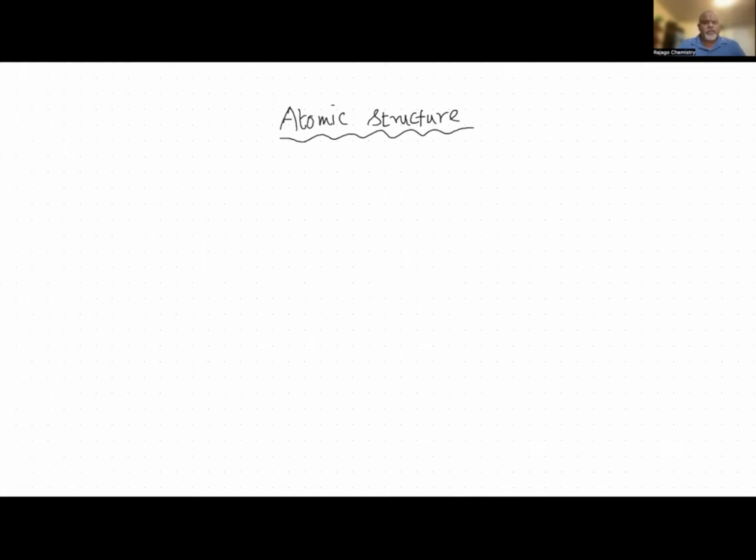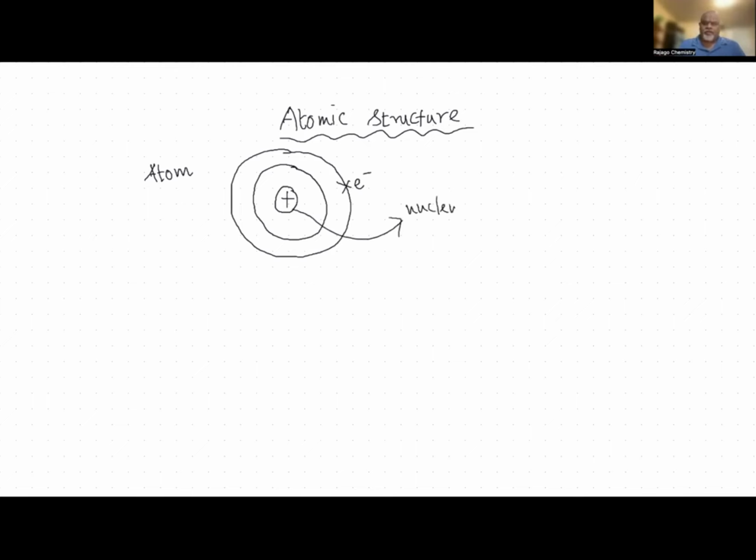So an atom consists of a nucleus. Yeah, that is a core, a dense nucleus, and this nucleus is surrounded by orbits where the electrons revolve. So inside this nucleus, you have protons and neutrons.